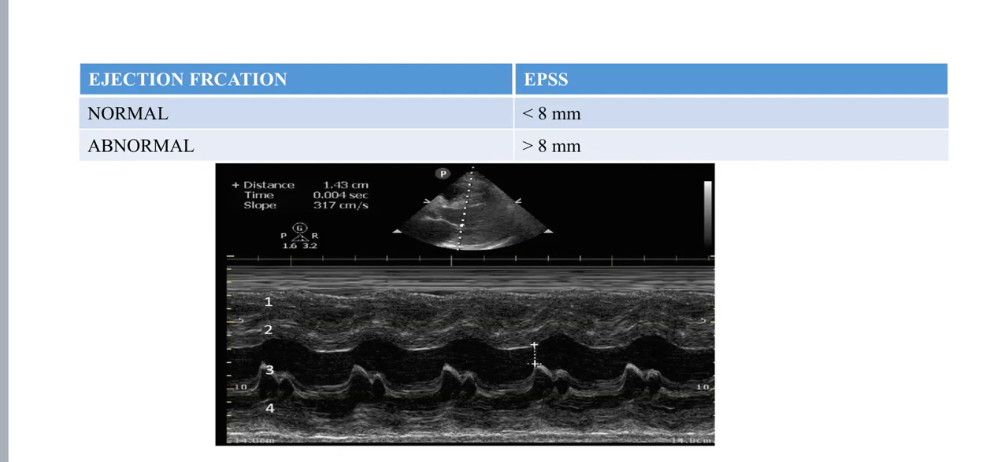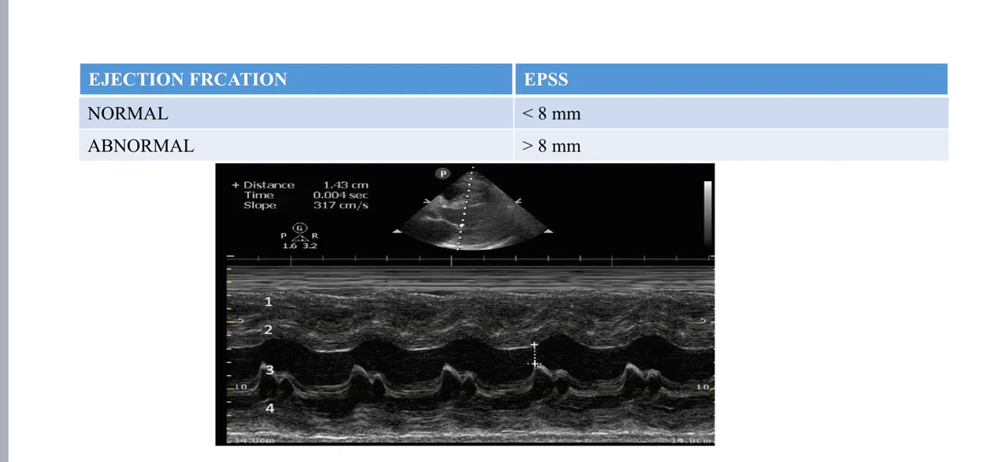The more cardiac output you have, the more vigorously it will open the valve, so the leaflet will go closer to the septum. And when the cardiac output is low, the leaflet will hardly open, and the anterior leaflet will be far away from the septum. So the longer the distance, the lower the cardiac output, the lower the LV systolic function. And the threshold value is less than 8 is normal, more than 8 is abnormal.